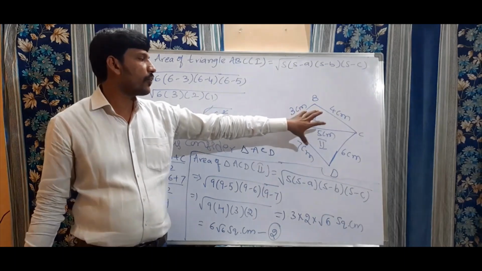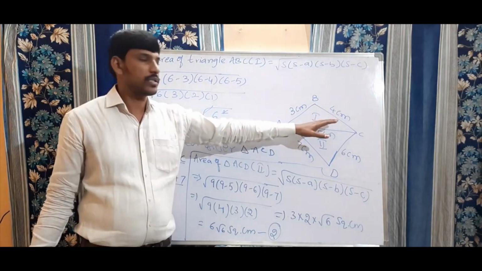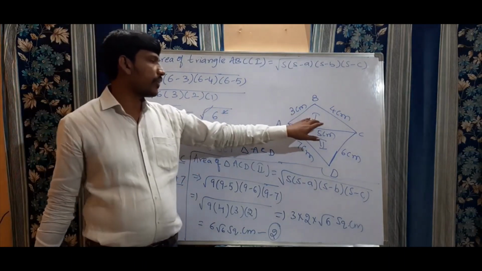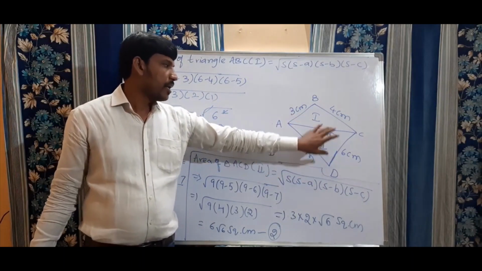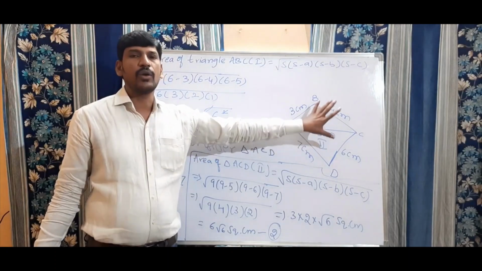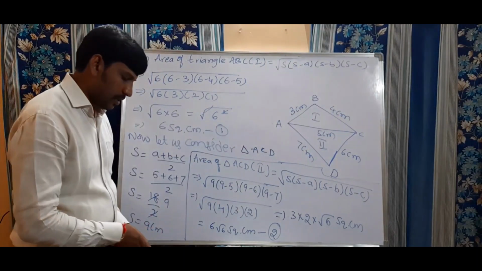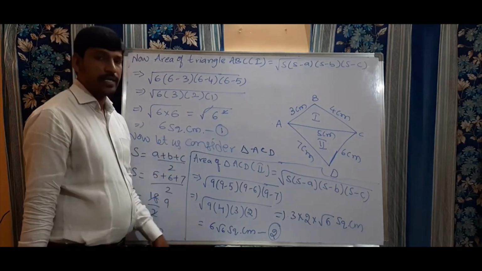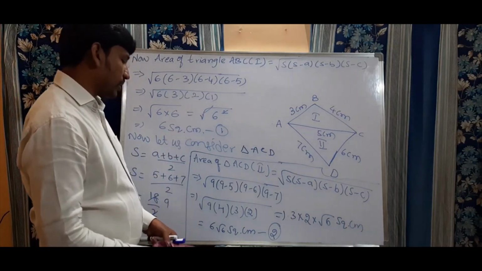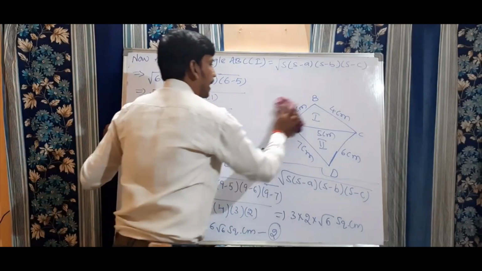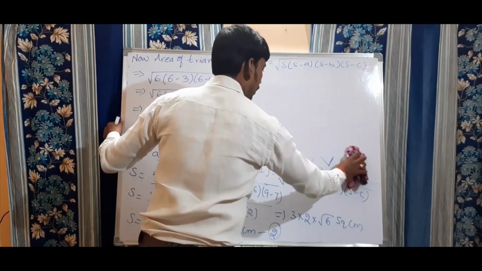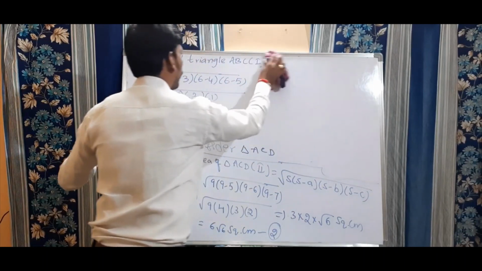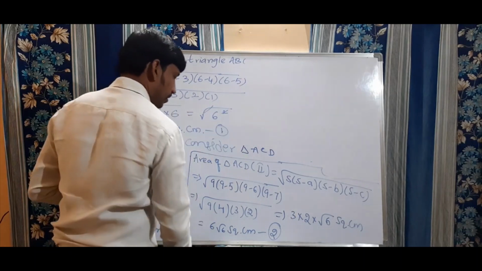So this total quadrilateral we have divided into two parts. One is this first triangle and the second is the second triangle. And we found the area of the first triangle and the second triangle. So by adding these two triangles' areas, you will get the total area of the quadrilateral. Clear? So now I got the first value as 6 square centimeters and the second as 6 root 6 square centimeters. Now, by adding these two values, you will get the answer.